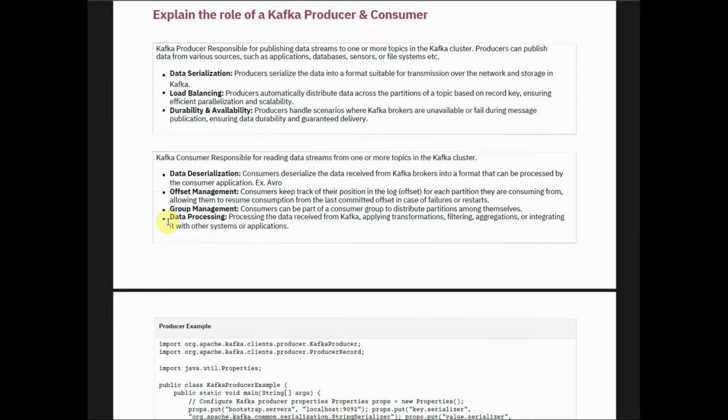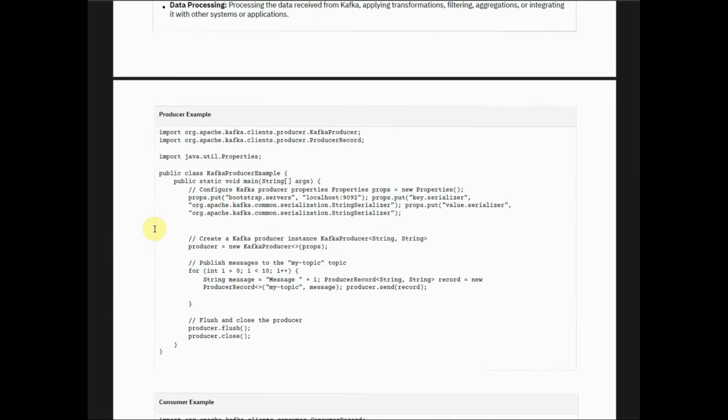Last one is data processing: processing the data received from Kafka, applying transformations like filtering, aggregations, or integrating with other systems or applications. So here is a simple example of creating a producer in Java.